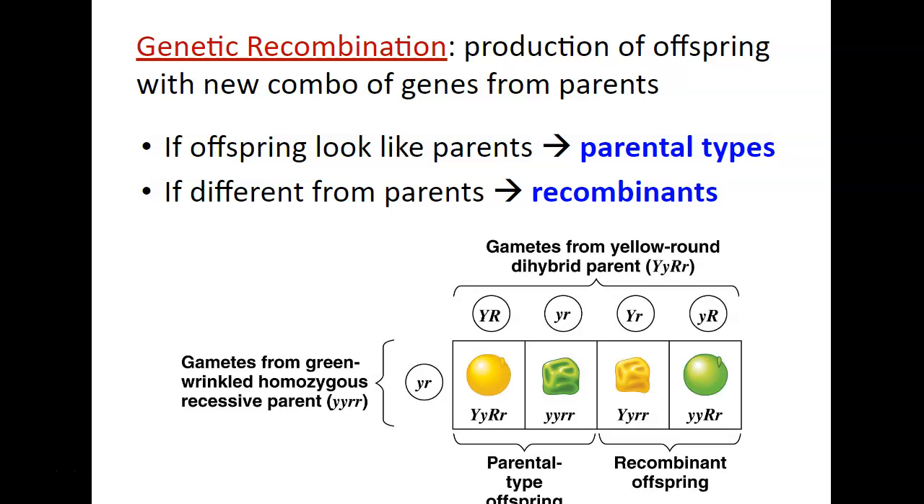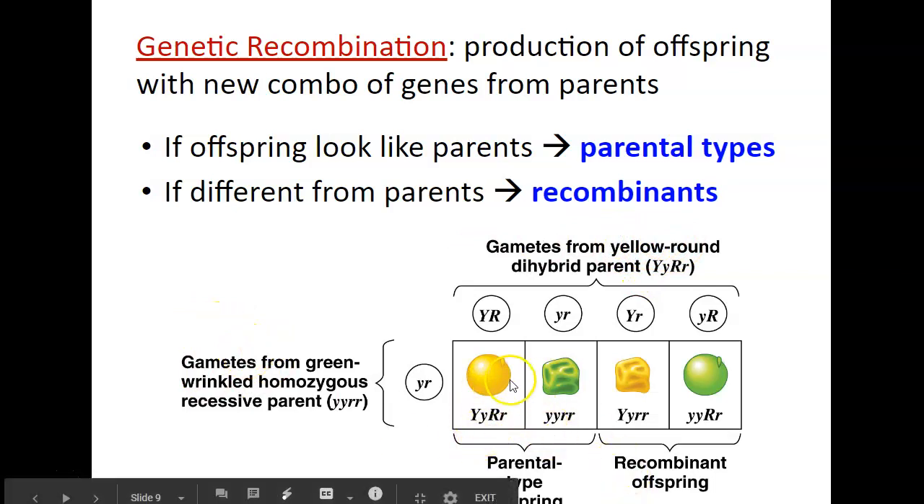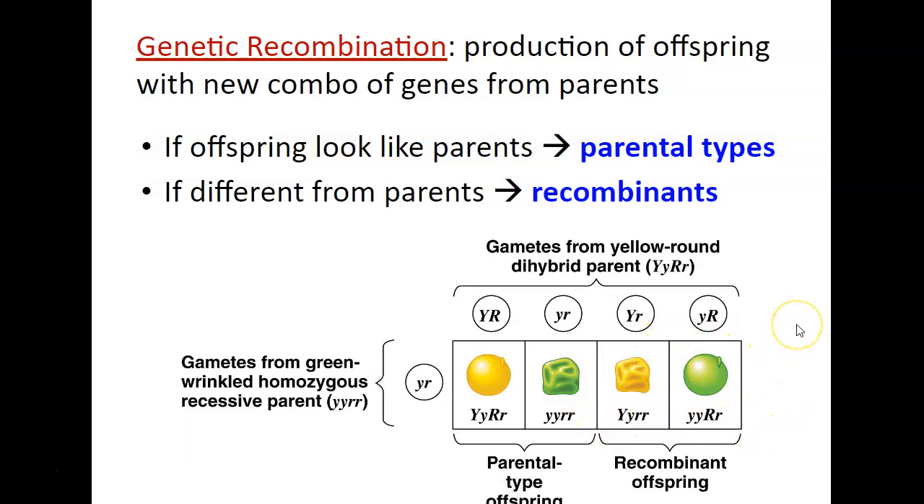So, for example, if I am crossing a yellow round parent and a green wrinkled parent, any offspring that are yellow round or green wrinkled would be considered parental type. And then when you get new combos that don't really look anything like the parents, those are called recombinants.